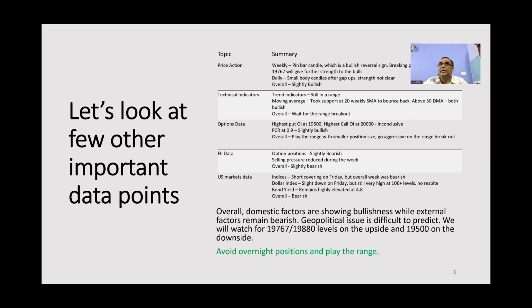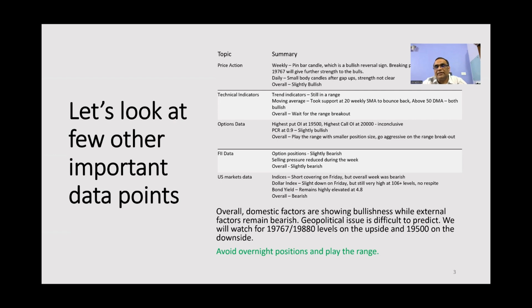We have to see, was it a short covering rally because the bears didn't want to carry the positions over the weekend and they booked some profit, or was it something which will result into a more bullish trend even if it is for the short term? But if you look at the other macro data from a bond yield perspective, it's very high. Dollar index remains high.